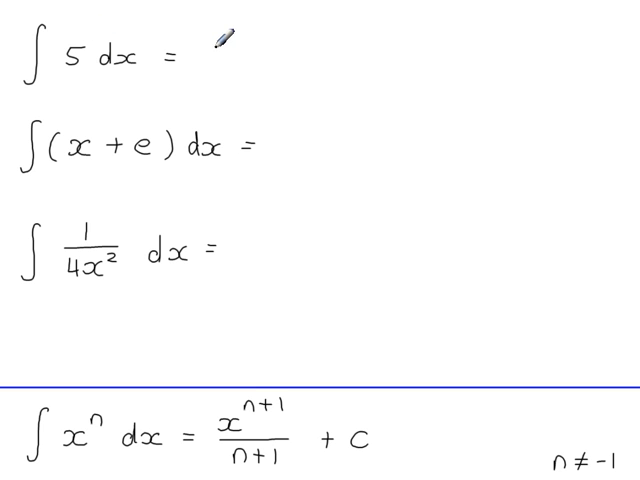Integrating a constant, so if we're integrating 5, you just multiply the 5 by x, plus c.